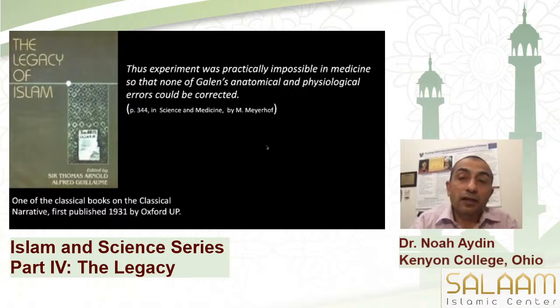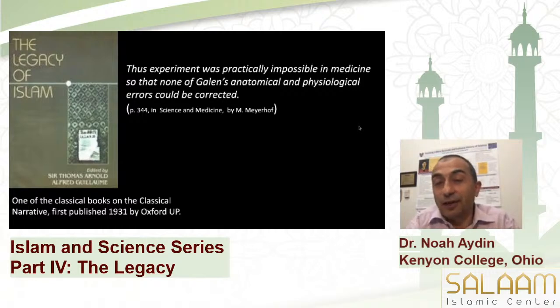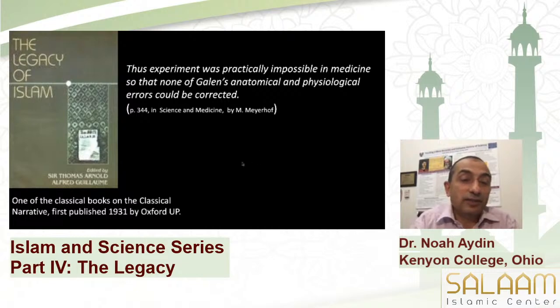However, the classical narrative mindset would say, oh, none of Galen's errors could be corrected, they would claim, you see? So this is one of the classical books on classical narrative. So this is the assumption they are making, right? Which is objectively not true.